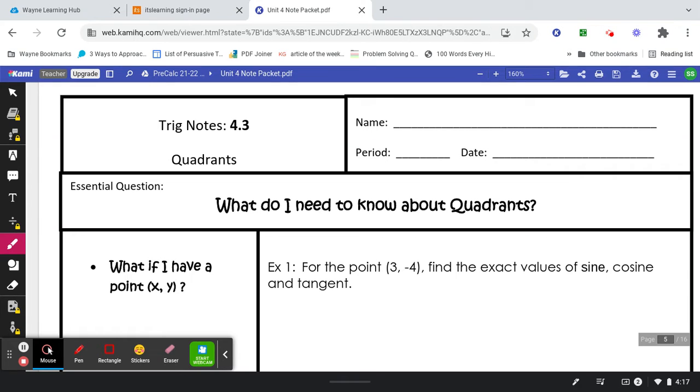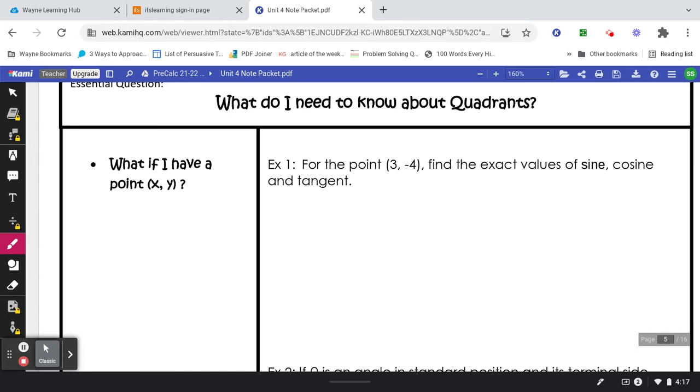These are the 4.3 notes for trig. We're going to talk today about the quadrants of a triangle. So for the first example, if you have a point like 3, -4, we have to make sure that when we draw this triangle, it's oriented the correct direction.